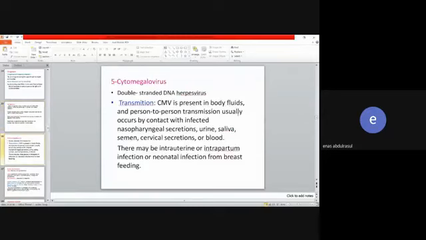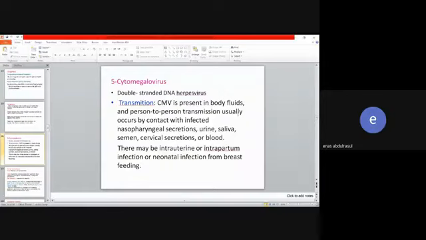Now we come to the fifth common example of viral infections, which is cytomegalovirus. CMV, as you know, in Arabic is called the cell-enlarging virus. What is this virus? It is a double-stranded DNA herpes virus.